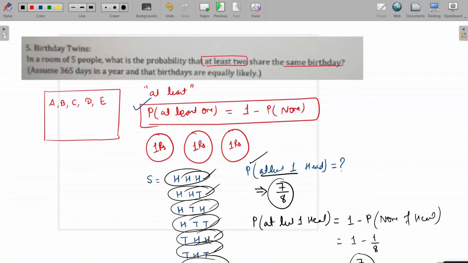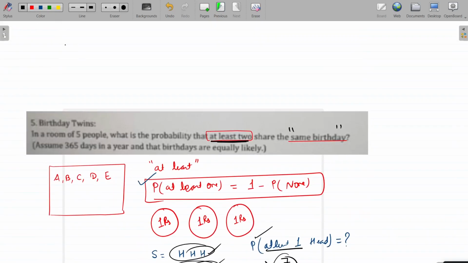Now, for the birthday, we have to find the probability that at least two share the same birthday. For equality of birthday, at least two is the minimum case. You cannot say that at least one person has the same birthday; how can one person share a birthday? So at least two is the minimum case here.